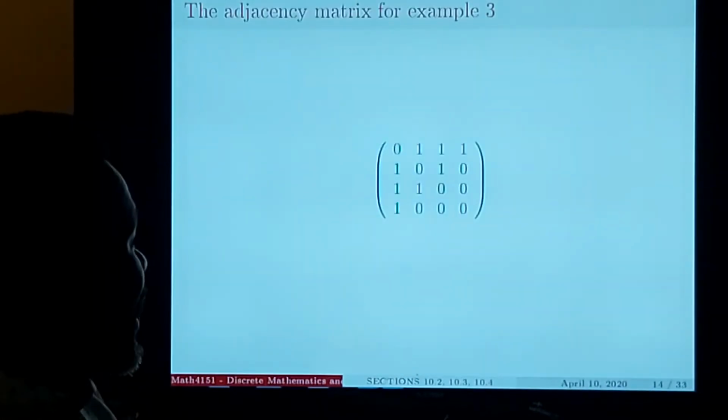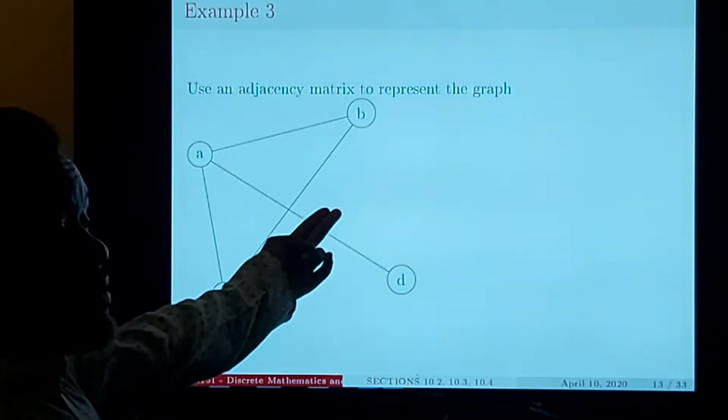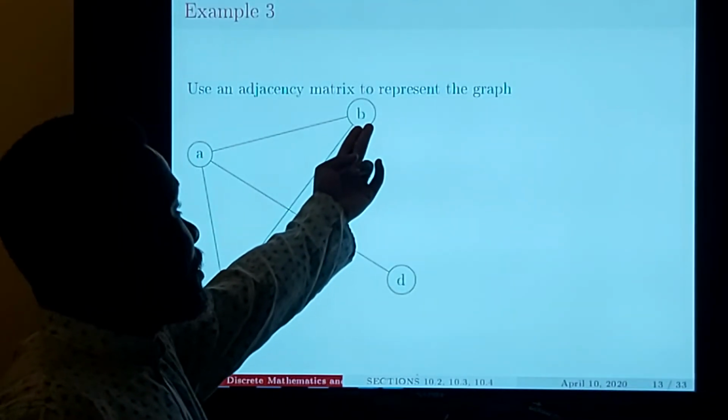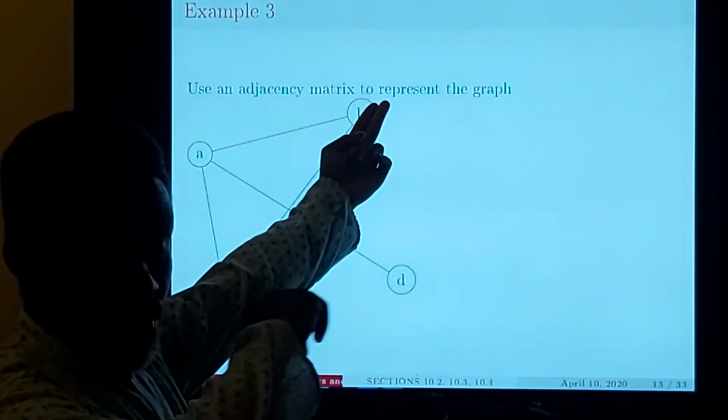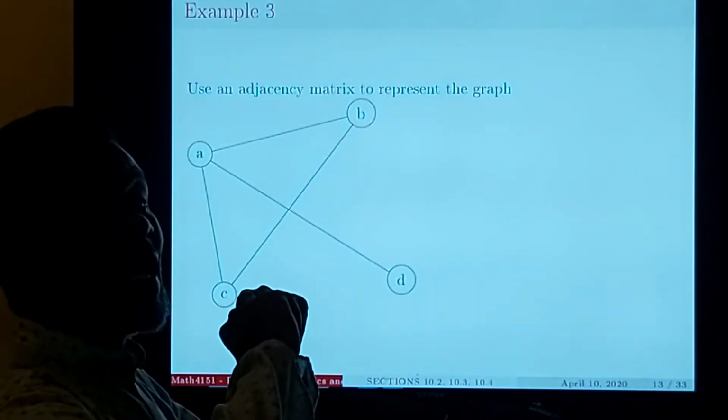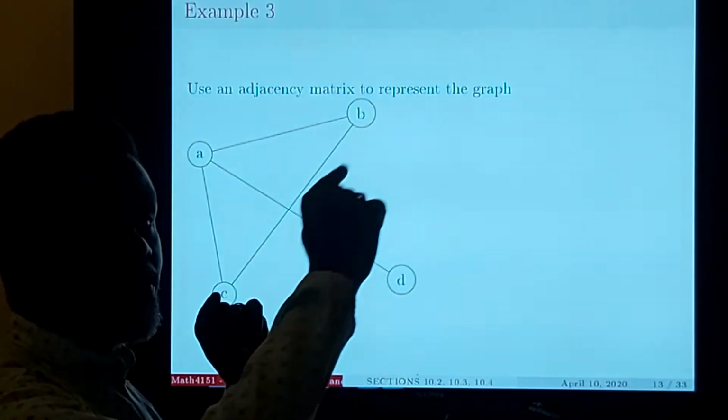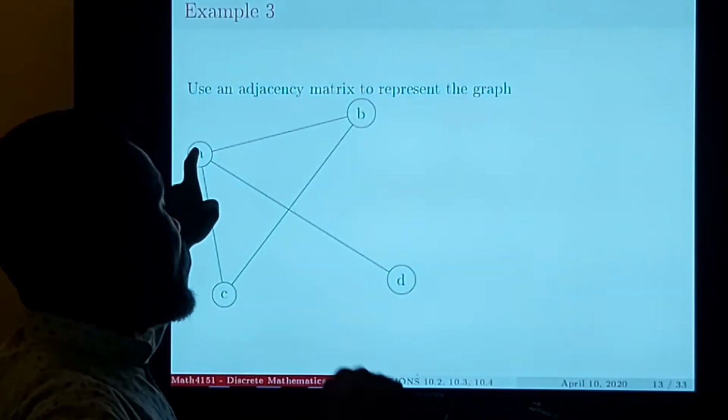Next, you have B. The second row, so you are going around B. You check, is B adjacent to A, to B, to C, and to D? So is B adjacent to A? Yes, so you have 1.